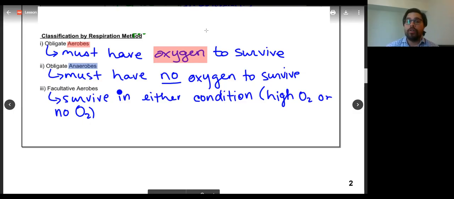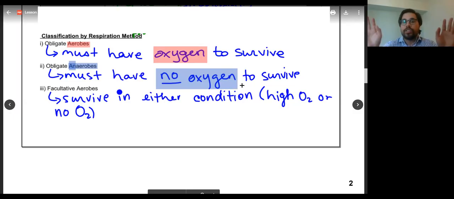And then anaerobes, the prefix an is without. So obligate anaerobes have to have no oxygen to survive, so much so that if they are exposed to oxygen, they die as a result of that exposure. So an, without, aero, air: anaerobes must have zero oxygen around them. And then lastly, when we look at facultative aerobes, the entire word means that it's pretty flexible. It can survive with oxygen or without oxygen.